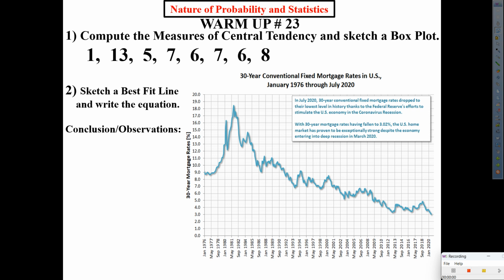Warm-up number 23 should come up on your screen. It shouldn't take you long. Those two are pretty much automatic by now. One of them is measures of central tendency, and the other one is best fit lines. I sent you the screen where you can draw your best fit line in there and just get your equation going. I'll give you some time.